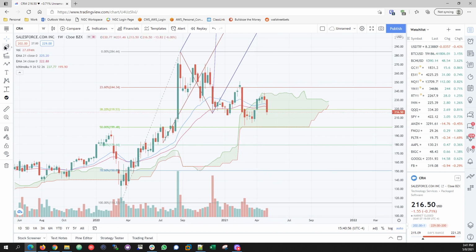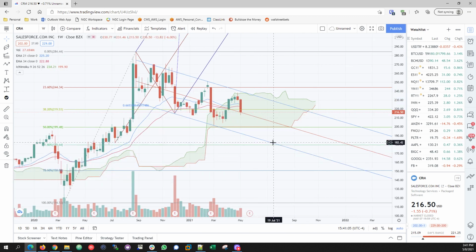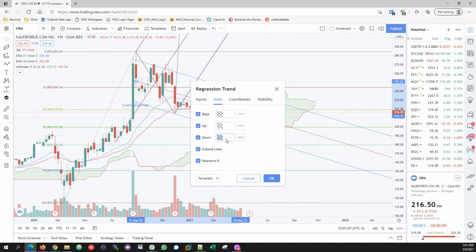Again, let's draw another regression channel, basically from here to here. The channel is pretty much clear. Let me go ahead and make the channel lines a little thicker.